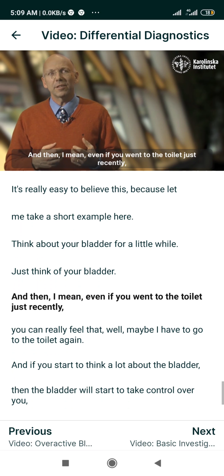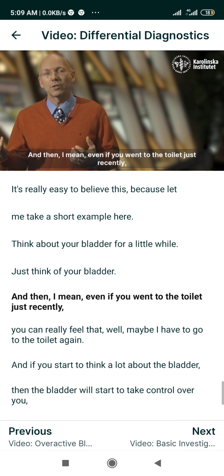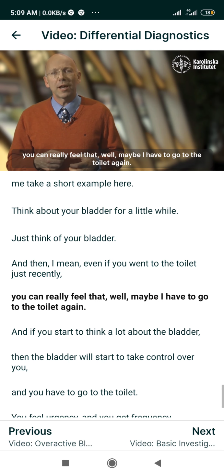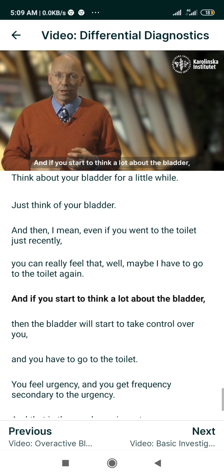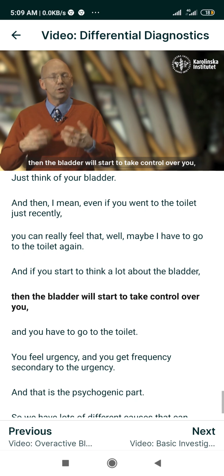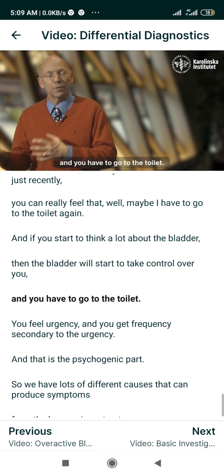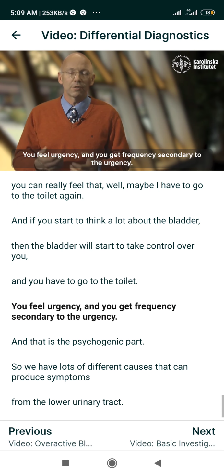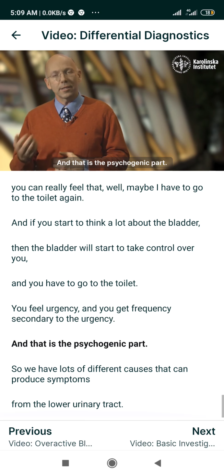And then, even if you went to the toilet just recently, you can really feel that, well, maybe I have to go to the toilet again. And if you start to think a lot about the bladder, then the bladder will start to take control over you. And you have to go to the toilet. You feel urgency and you get frequency secondary to the urgency. And that is the psychogenic part.